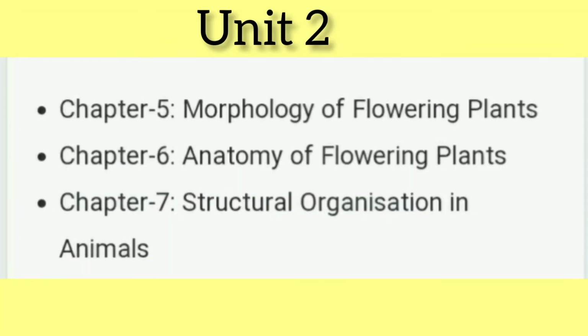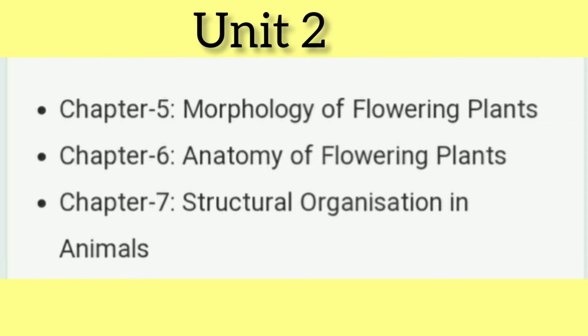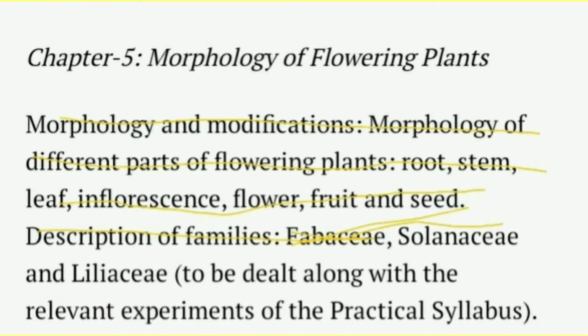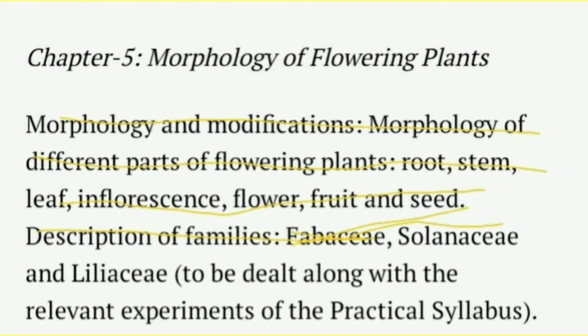Next comes unit 2, structural organization in animals and plants. From this part you have chapters 5, 6, 7. So you see from chapter 5, morphology of flowering plant, the morphology and modifications, morphology of different parts of the flowering plant, that is root, stem, leaf, fruit and seed, these things are deleted. Next comes the description of the families. So here Fabaceae family is deleted.